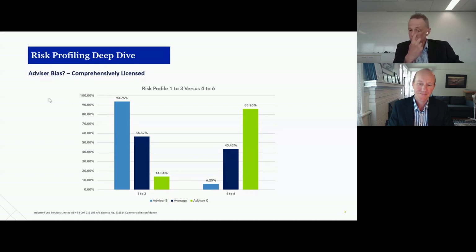And I've kept advisor C here, and I've just brought in advisor B, although advisor A would have had a very similar result. In this example, advisor B, 93.75% of their clients came out in the 3 most conservative risk profiles. When you compare that to advisor C, only 14%. So conversely, nearly 86% of advisor C's clients came out 4, 5, or 6. So the 3 most aggressive.